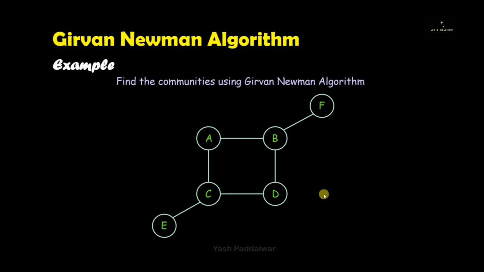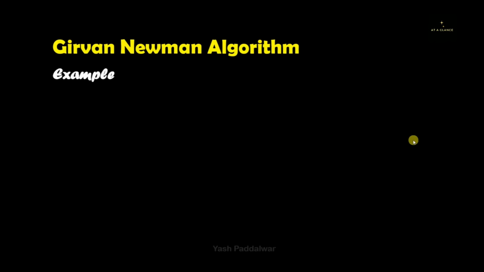So, we'll have to find out the communities using the GN algorithm for the following graph. And you can see that the graph contains 6 nodes. The nodes are connected to each other in this fashion. You can also see that the edges in this graph are bidirectional. That means node A can move to B as well as node B can move to node A. So I hope the question is clear to you all.